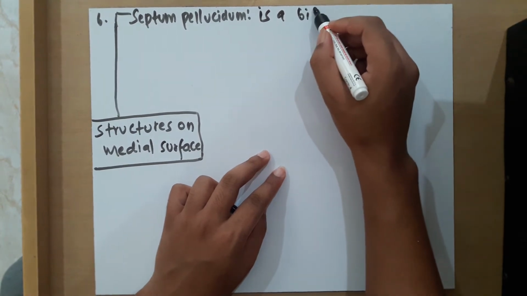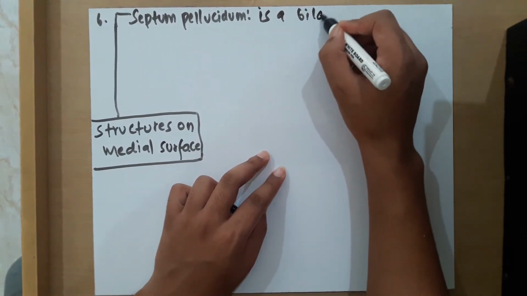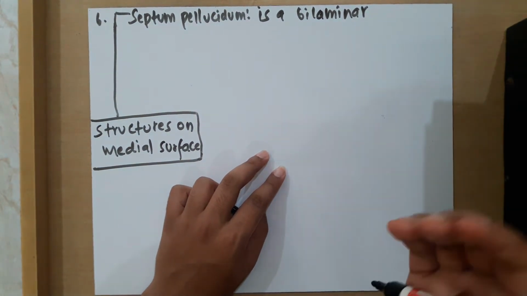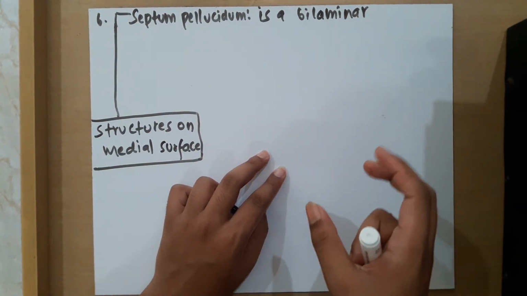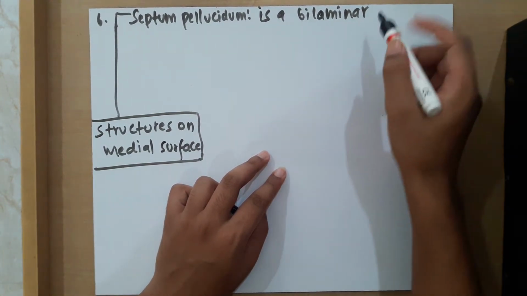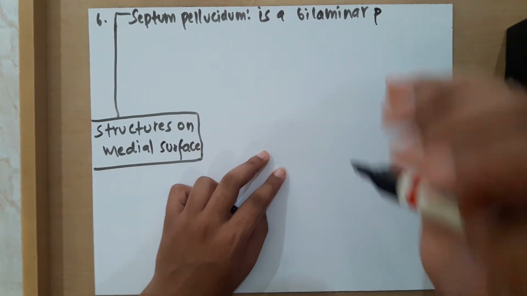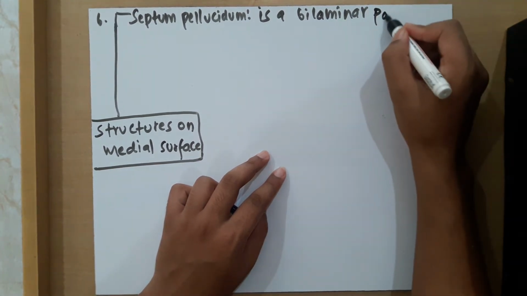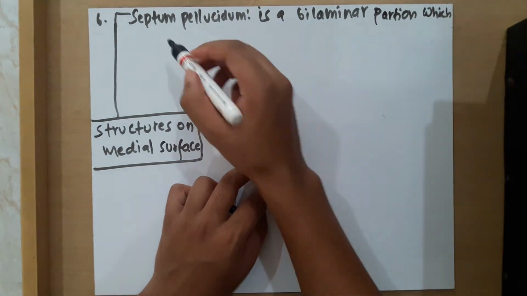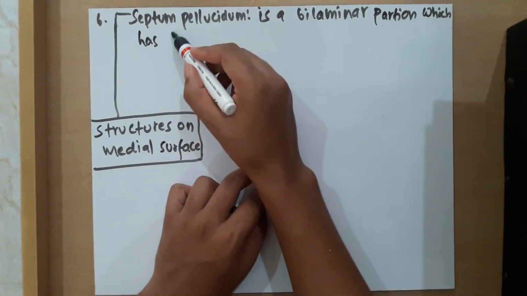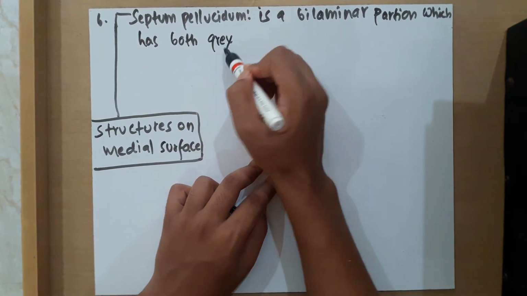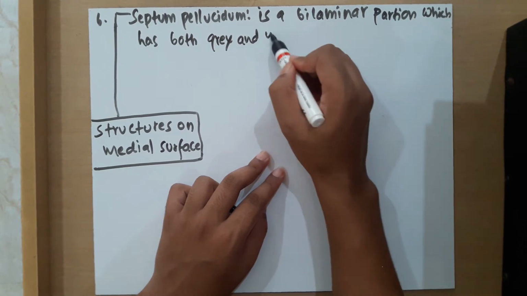bilaminar partition. As I told, below the corpus callosum is a band of white matter called fornix, and in between the fornix and the corpus callosum is the septum pellucidum. So it is a bilaminar partition between the corpus callosum and the fornix, which has both gray matter and white matter.